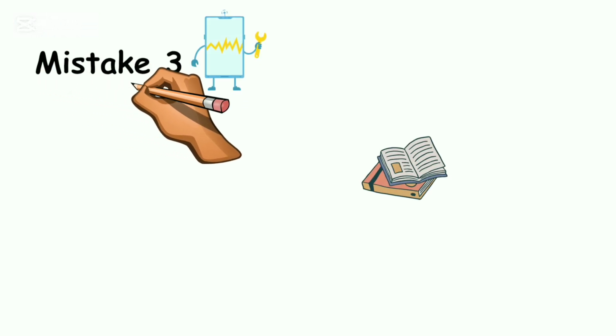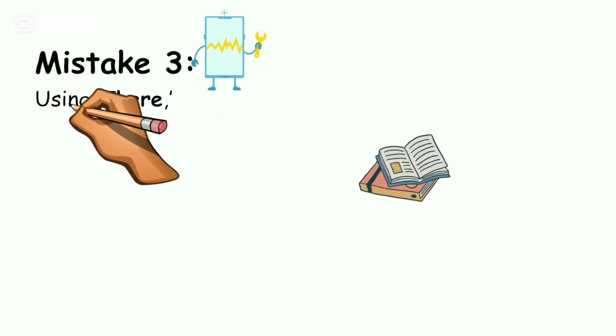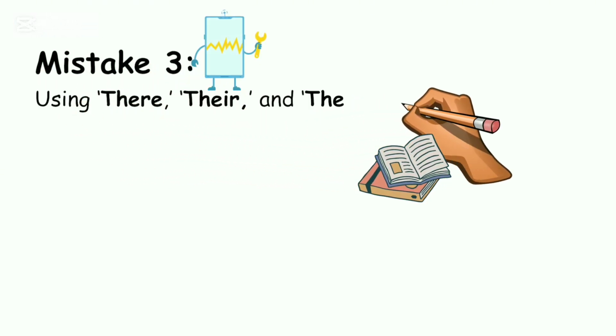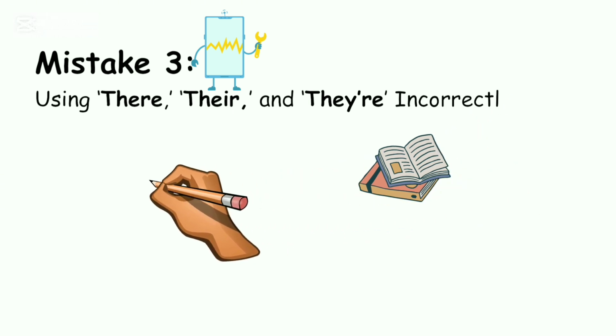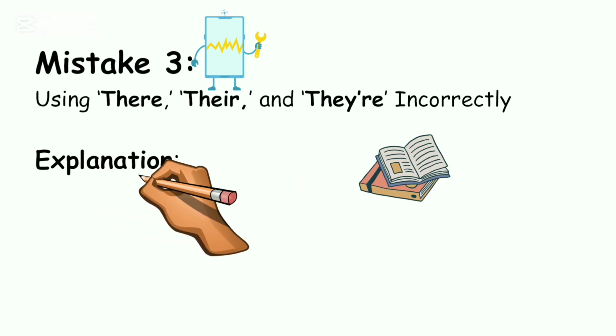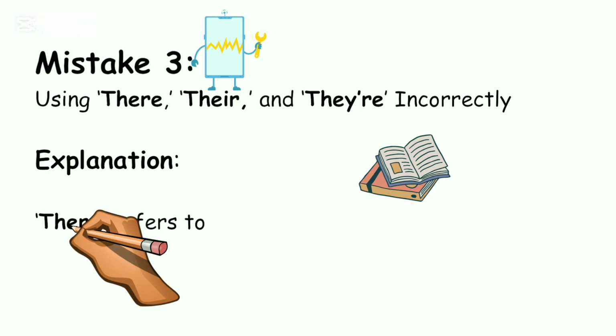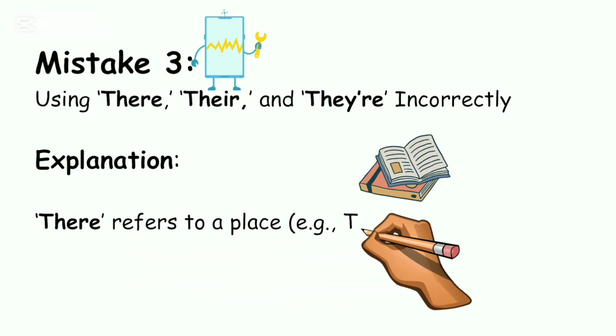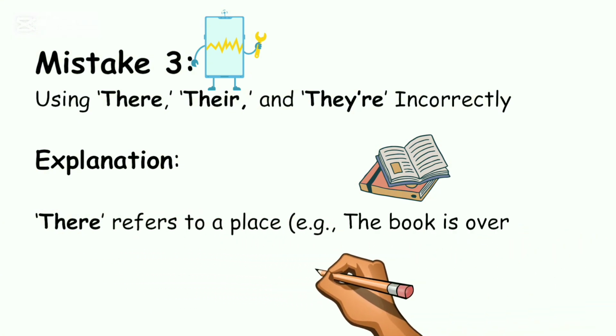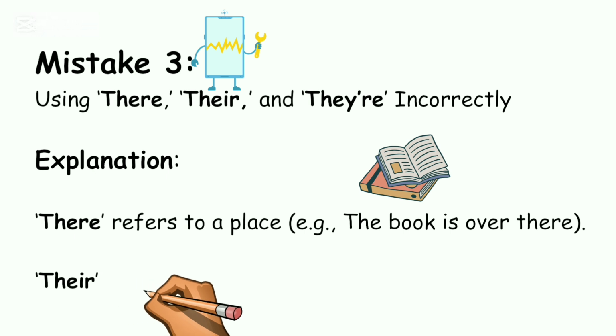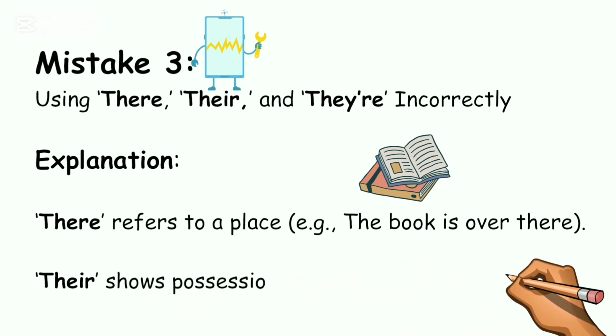Another common error is confusing there, their, and they're. There refers to a place, like the keys are over there. Their shows ownership, such as their house is beautiful. And they're is short for they are, like they're going to the park. The key is to think about whether you're talking about a location, possession, or a contraction.